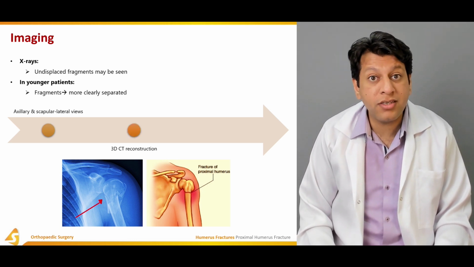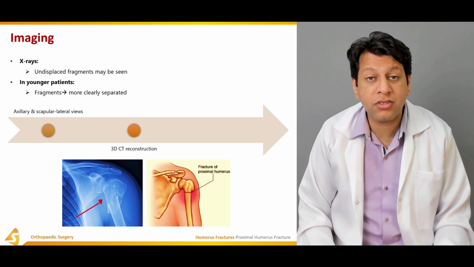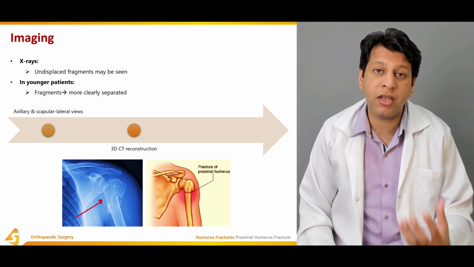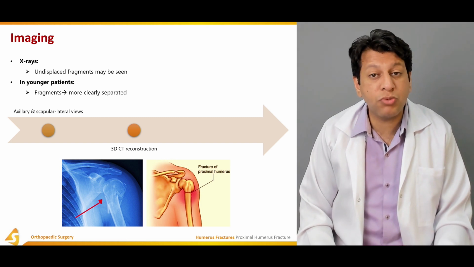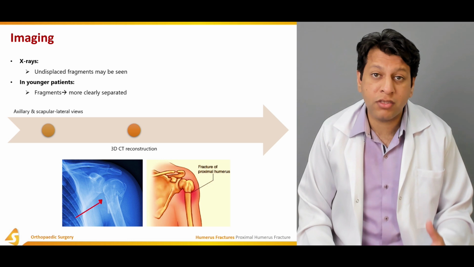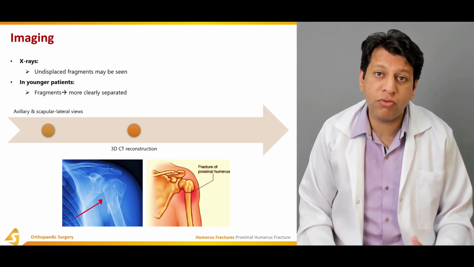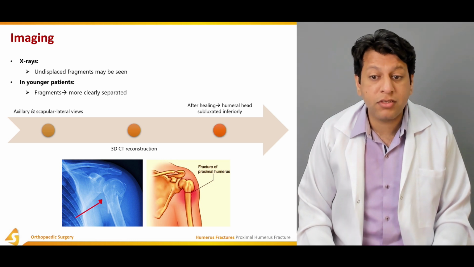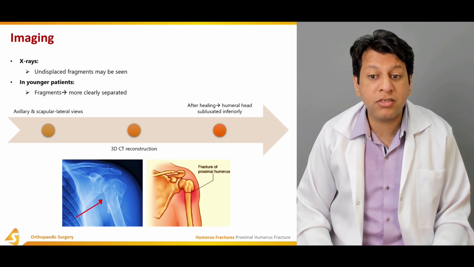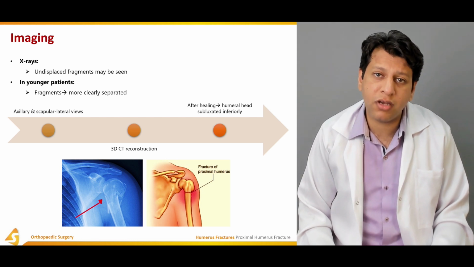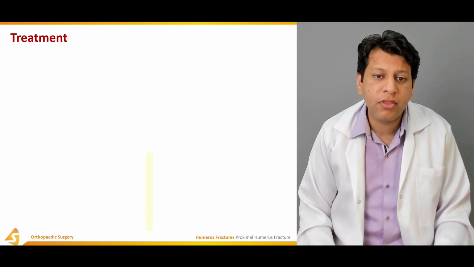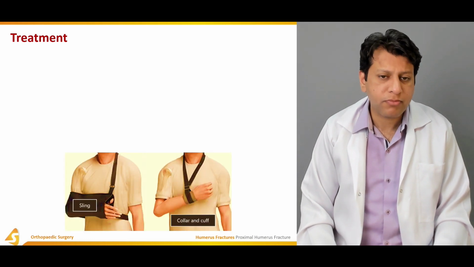We may need a 3D CT scan as well with reconstruction, because when we are dealing with a highly comminuted fracture, especially the 4-part comminuted fracture, sometimes we do need 3D CT with reconstruction, because we need to review what the different fragments are and how we can fix them. So after healing, sometimes the humeral head gets subluxated inferiorly, so X-rays and CTs may be required even after the treatment as well. Now coming to the treatment.